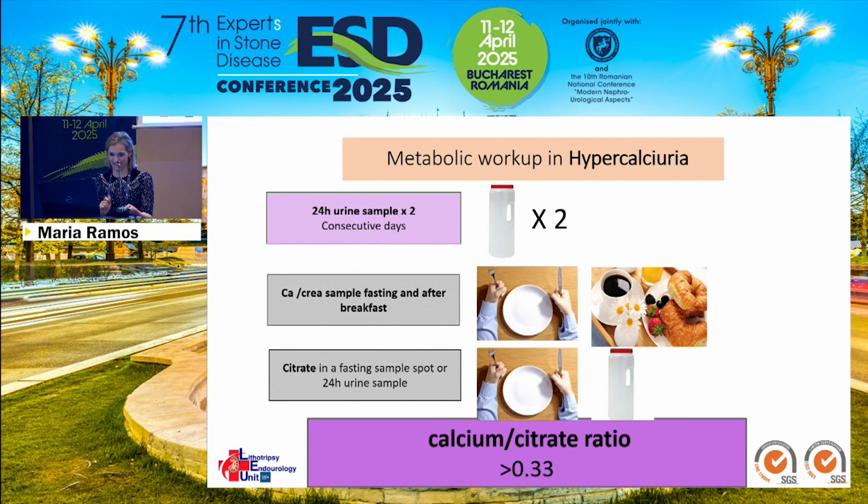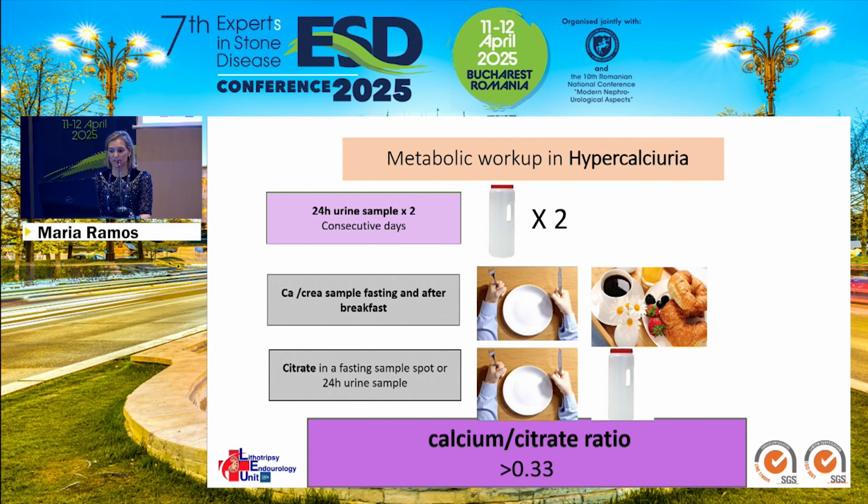So I changed the position. In metabolic workup in hypercalciuria, as I say, the gold standard is 24-hour urine sample on 2 consecutive days. But we can use the calcium creatinine ratio in fasting and after breakfast. The values are established in the second urine of the morning.